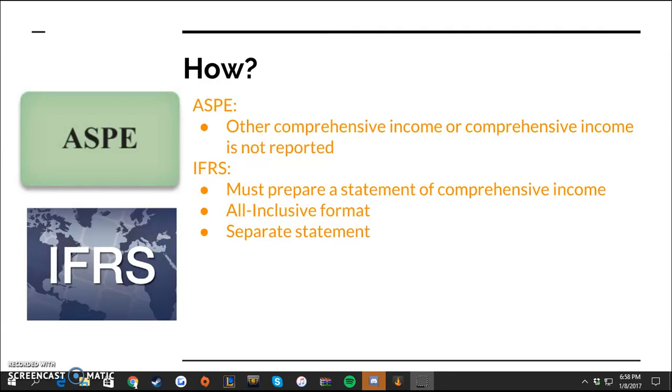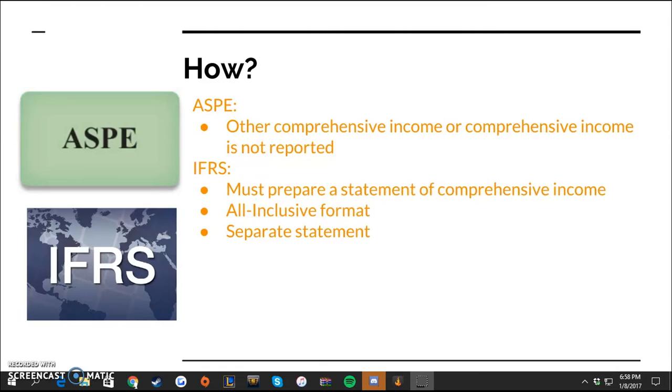For the all-inclusive format, you may include all components of profit or loss and other comprehensive income in a single statement. By showing the revenues and expenses that result to a profit or loss from the income statement, it makes it easier to evaluate a company's profitability. If using this format, the preparation of an income statement is not needed.